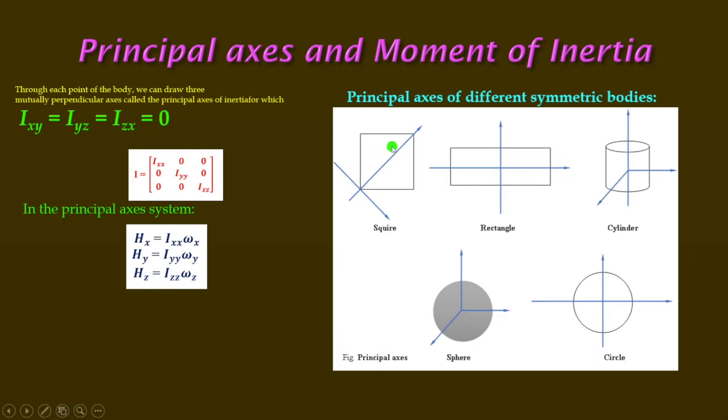Now let's consider some standard cases. A square has a principal axis along the diagonal and perpendicular to the diagonal. Let's consider the diagonal axis. If the rigid body rotates about this diagonal axis, then we find that the product of inertia is 0. Only the moments of inertia Ixx, Iyy and Izz exist, meaning the z component of inertia is the only one present here.